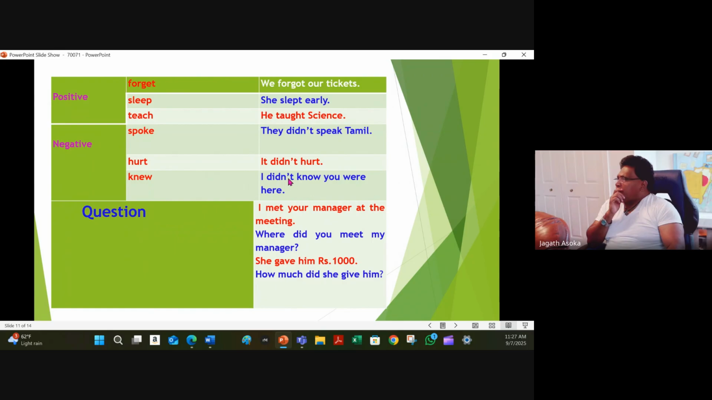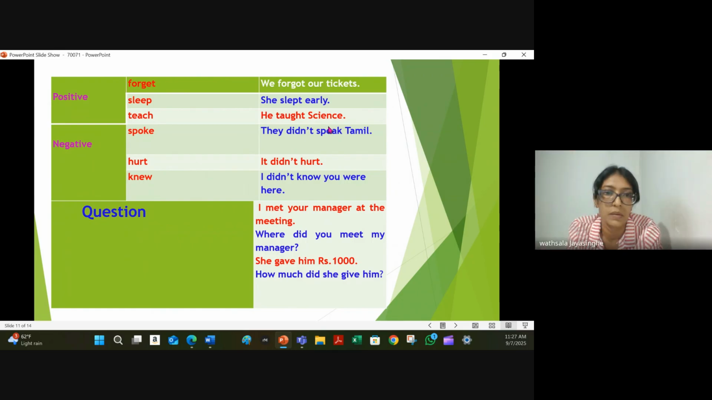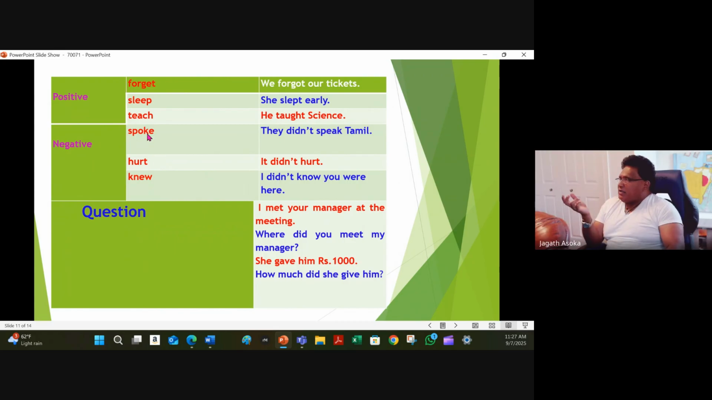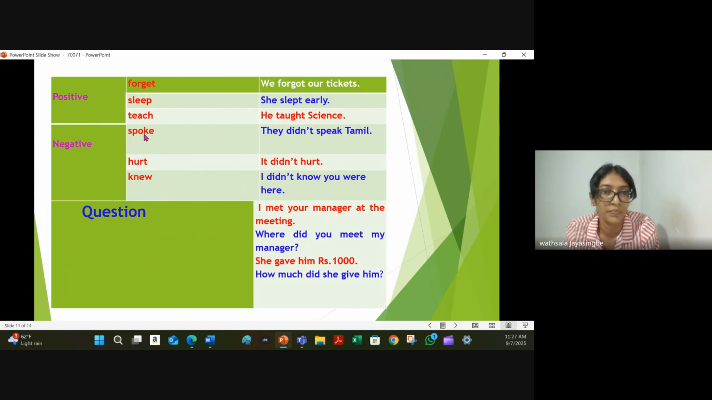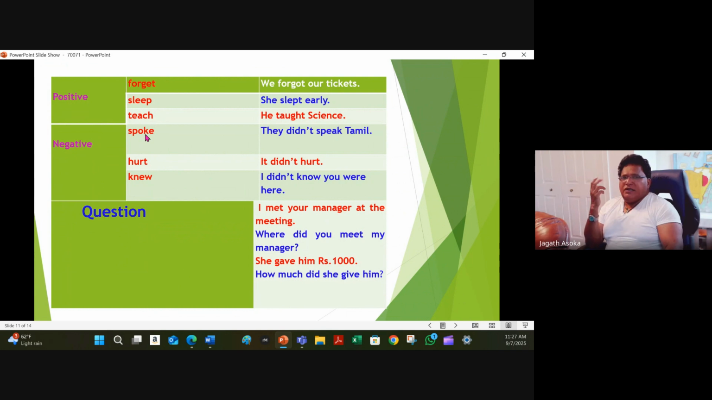So what you are trying to show here is, when you say did not, the verb form has to be the base form. Yes. So if you say I spoke to the manager, and you want to say it negatively, you say I did not speak. When you use did, you have to change it to the base form, because did already takes care of the past tense.